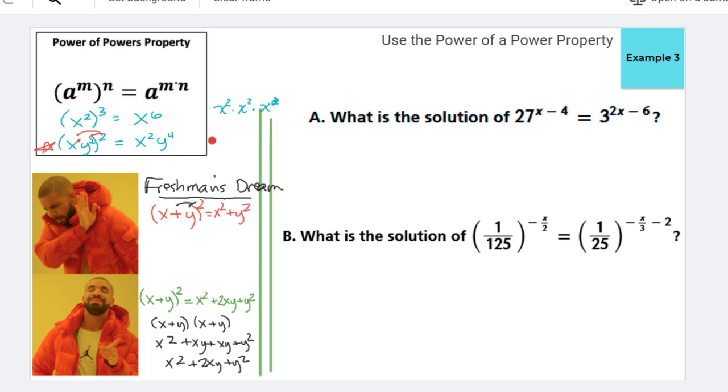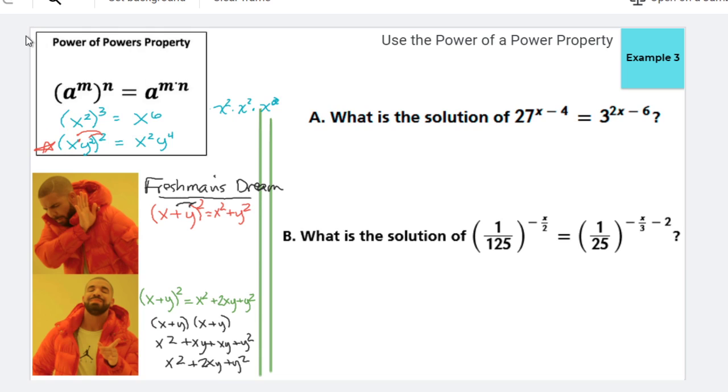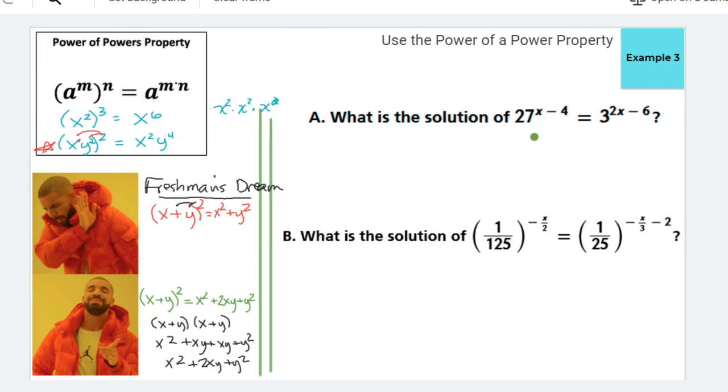Alrighty. So now what they're doing here is they're showing us a kind of strange thing with your book. Okay, your book likes to do a lot of strange stuff in 6-1. And so these problems, they look very similar to the product to power problems, right? The only difference is that their bases here are different. And so what we have to do is we have to convert our bases until they match.